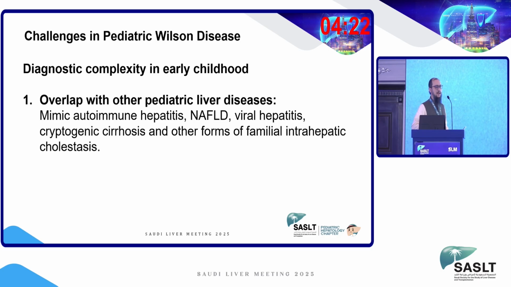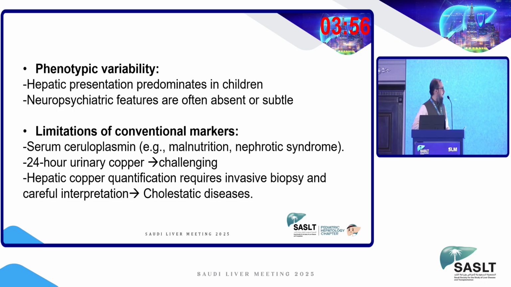Many of our patients had high IgG and positive autoimmune markers, and it actually mimics many other conditions: autoimmune hepatitis, non-alcoholic fatty liver disease especially, since we know it's the much older population that is affected by Wilson, which may be the right differential for NAFLD, viral hepatitis, cryptogenic cirrhosis, and other forms of familial intrahepatic cholestasis. The phenotypic variability is vast in these patients.